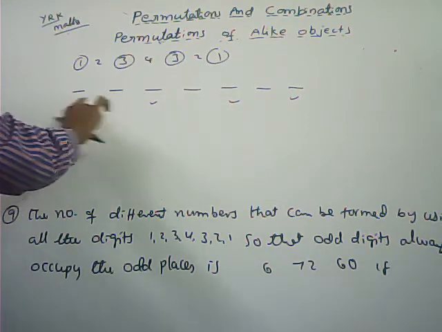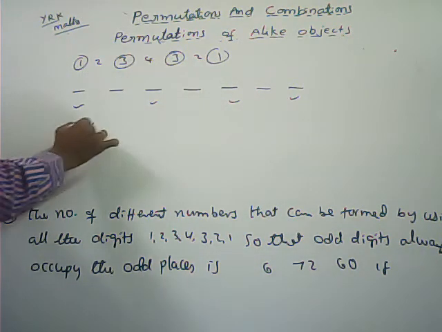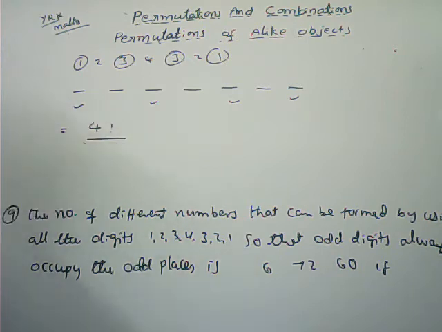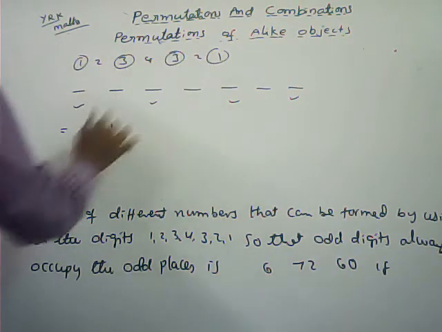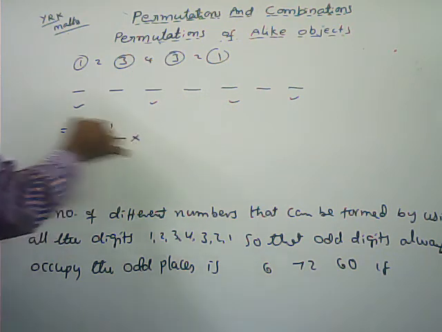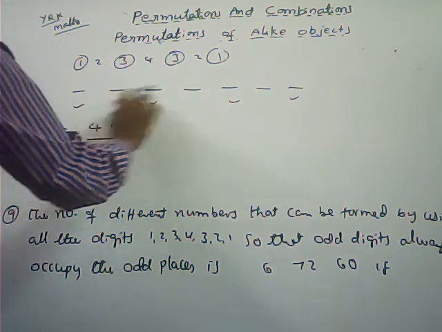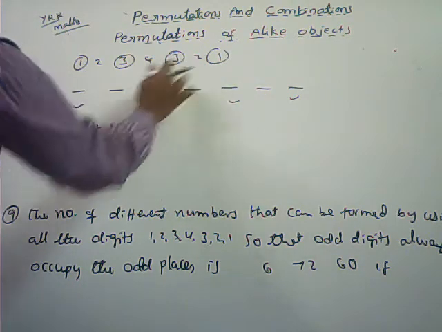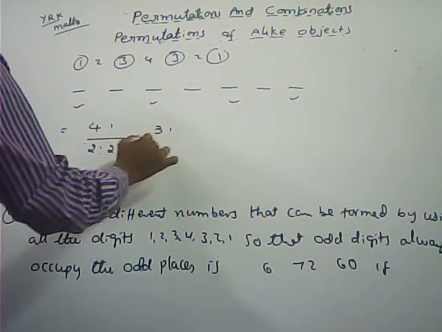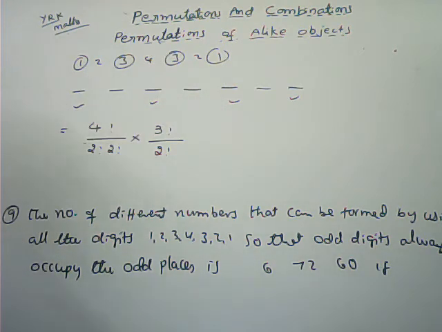In these 4 places, the odd digits can be arranged among themselves in 4 factorial by, here 2 are alike of one kind and 2 are alike of another kind. This is not yet completed. Into even places 1, 2, 3 are there. These 3 can be arranged among themselves in 3 factorial by, out of the 3, 2 are alike of one kind, by 2 factorial. That is the simplified one.